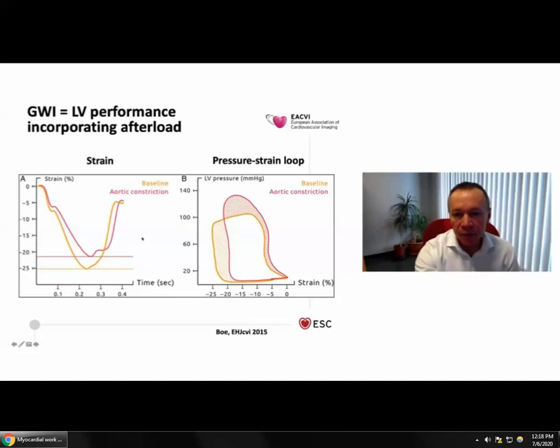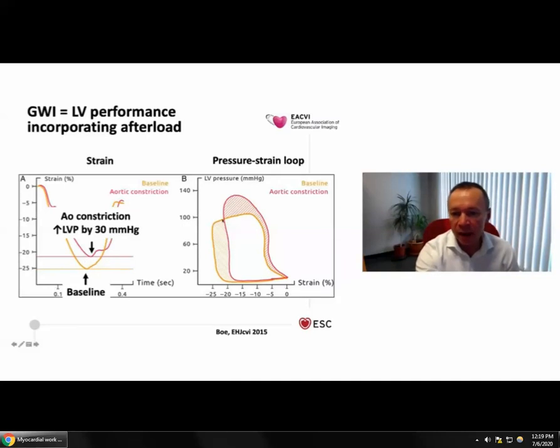This is the example of an experimental study of aortic constriction to illustrate this statement. Aortic constriction was associated with increase in left ventricular pressure by 30 millimeter mercury and impairment in left ventricular strain by 4%. And this may falsely suggest myocardial dysfunction.